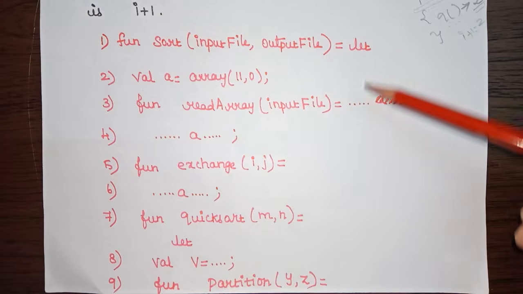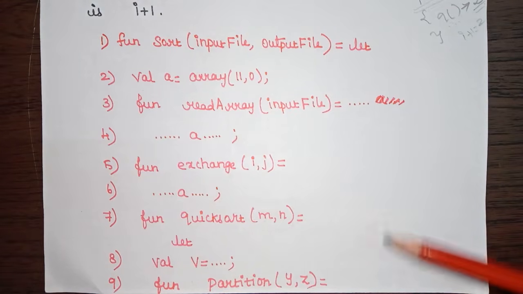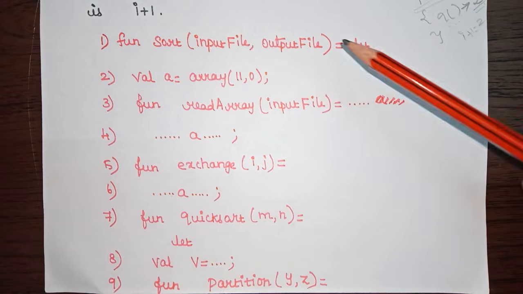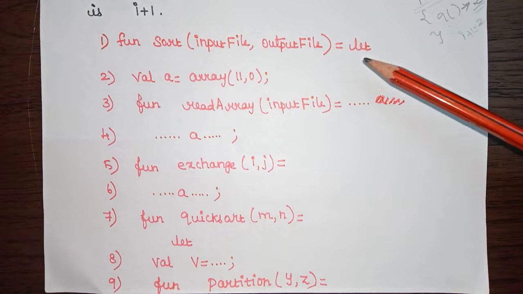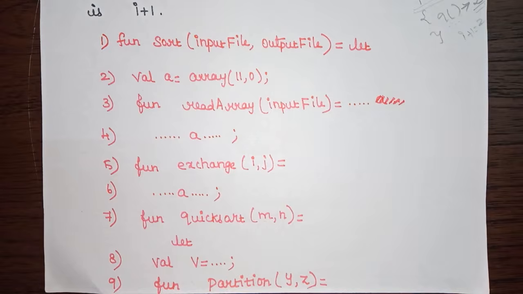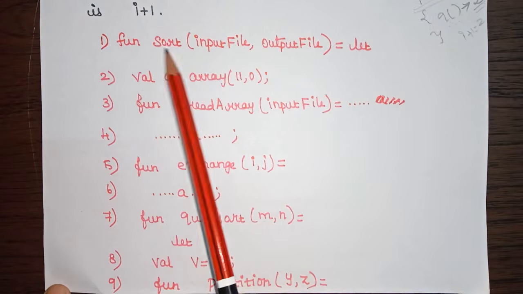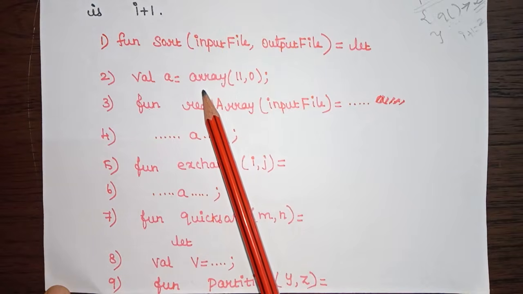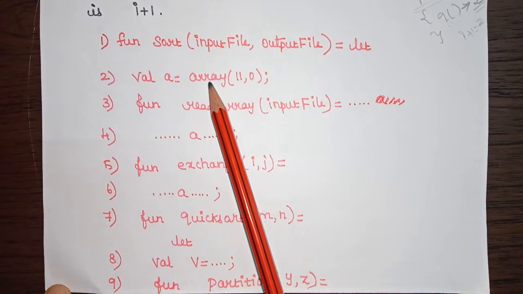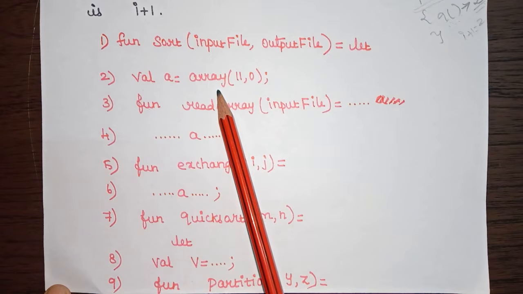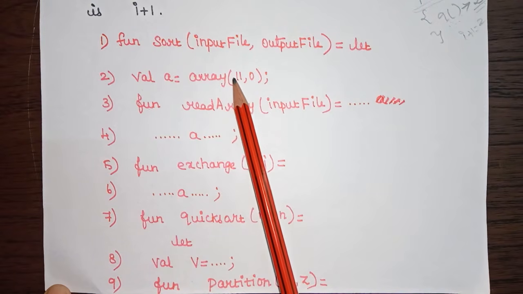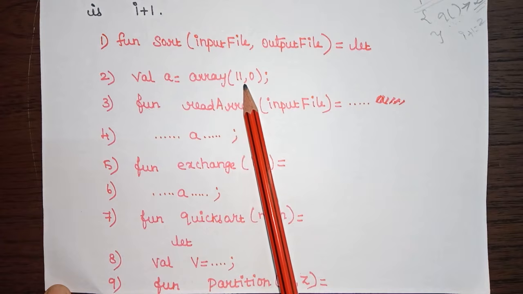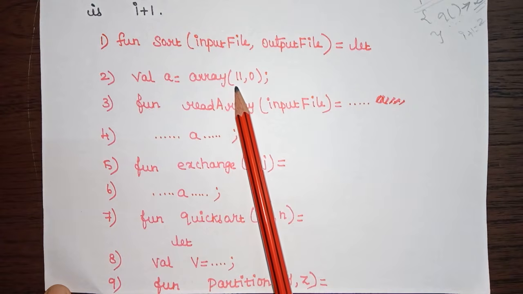So let us consider this example program. This is the ML program. Here we have some procedures and nested procedures inside that procedure. In the first statement, we have the procedure sort, and inside this procedure we have an array. In the second line, we are defining the array elements, and the first value represents the number of elements present in the array.